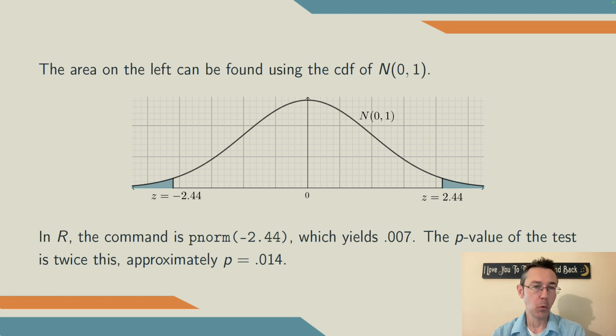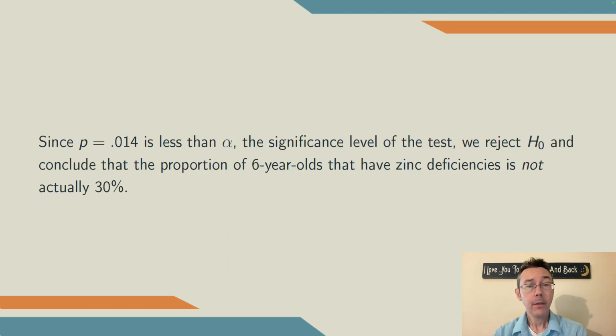P equals 0.014. This is smaller than the significance level that we set at the beginning of the problem, alpha equals 0.05. So we reject the null hypothesis and conclude that the proportion of 6-year-olds in this population that have zinc deficiencies is not actually 30%.